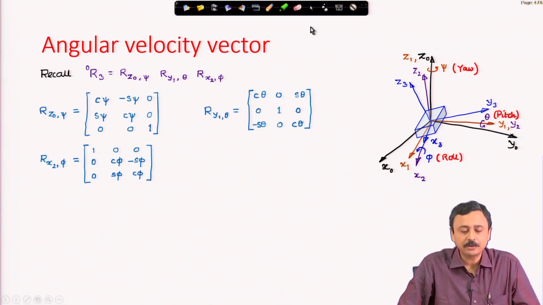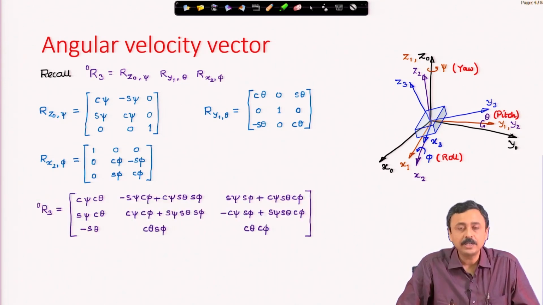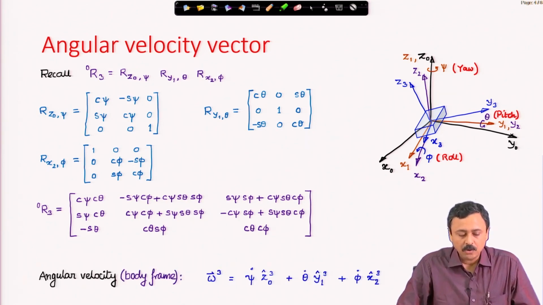These were the fundamental rotation matrices about z0, about y1, about x2 by angles psi, theta, phi respectively. We had multiplied these 3 rotation matrices in that sequence and obtained this expression of the rotation matrix. This is quite a complex expression, and I will leave it to you to check this by multiplying these 3 matrices. Now, how do we represent the angular velocity vector of this body in its body fixed frame?